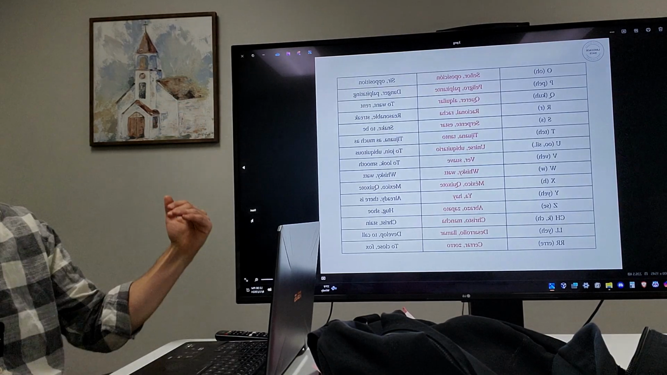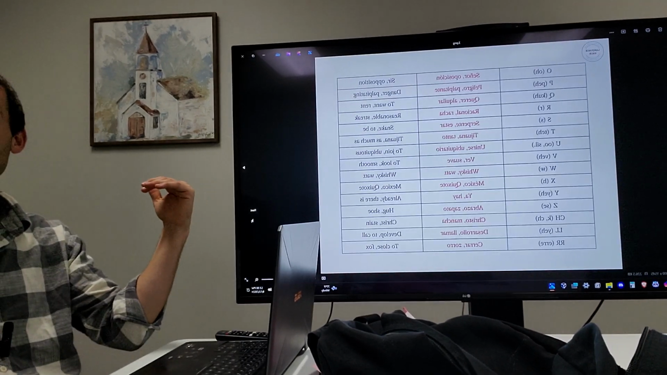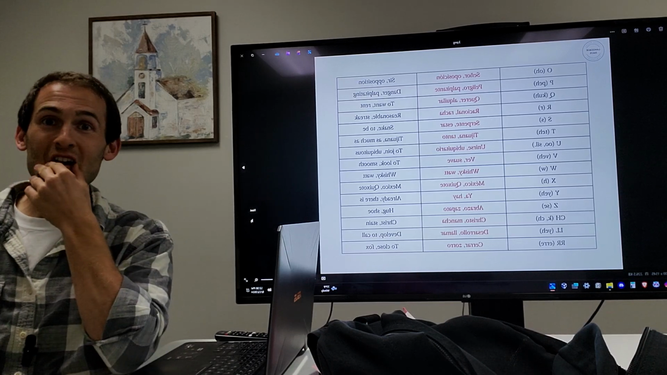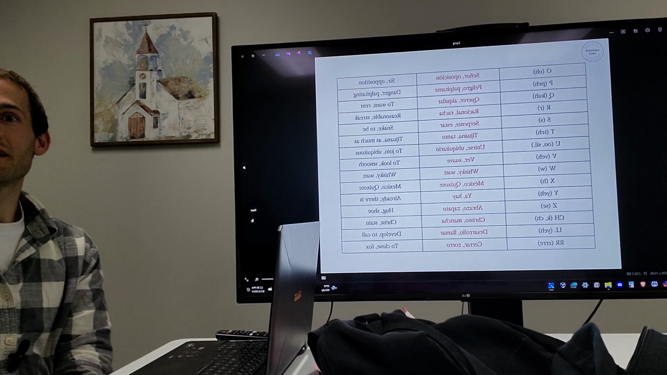So with these ones, any questions? Is there anything anybody would like to go over again? How do you learn the double R roll? Because I had a lot of trouble with that.